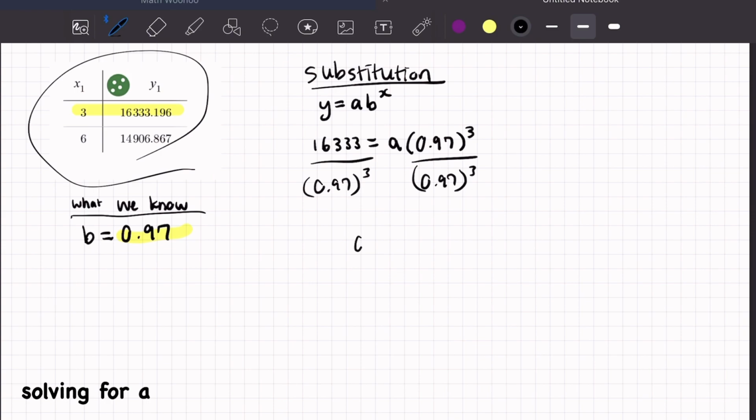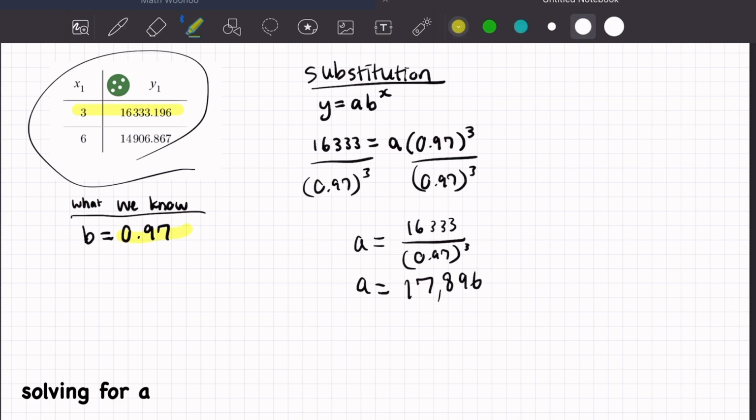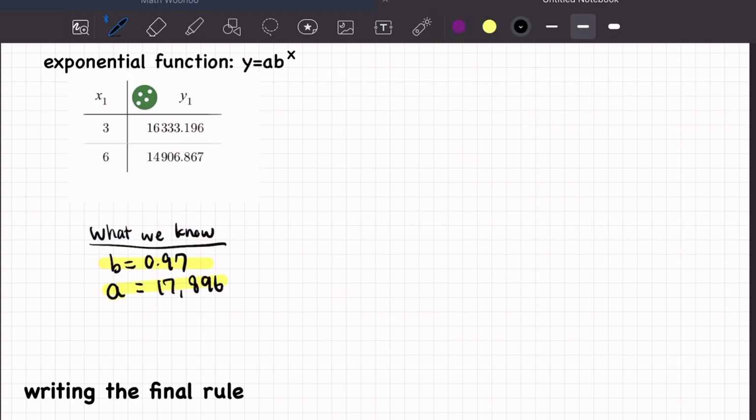Then we are given 16,333 divided by 0.97 to the power of 3. And we are given a directly, so we don't have to change anything. This is approximately 17,896. So this is our value for A. Now that we know the value for A and B, we can make our formula.